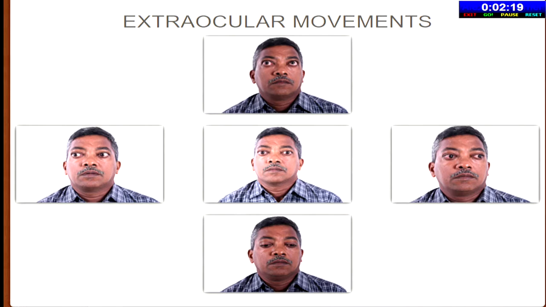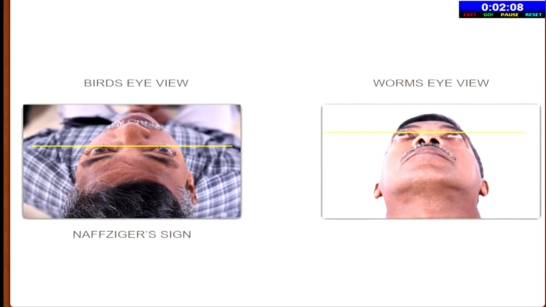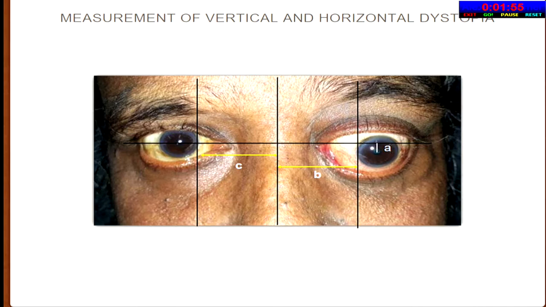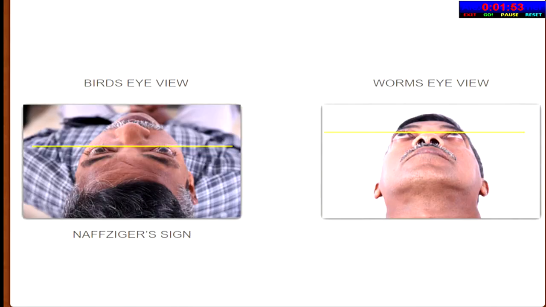In any case of proptosis, look for other features like extraocular movements in all gazes: primary gaze, abduction, adduction, elevation and depression. And one very simple sign to document proptosis is the bird's eye view, where you stand behind the patient and look tangentially over the patient's forehead. You can see the corneal apex of the proptotic eye, which will be seen first.